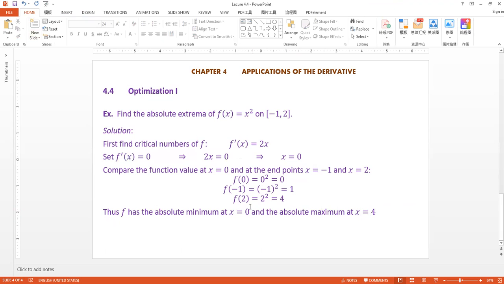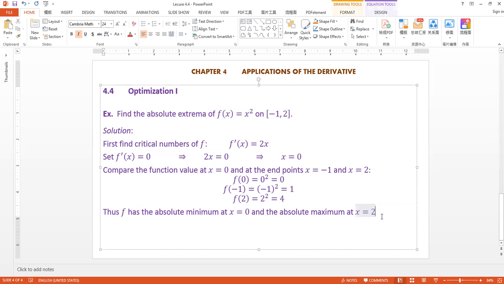So this is the lowest point of the piece of the curve. And this is the highest point for the piece of the curve. It's not the relative maximum or minimum, it's the absolute maximum and minimum because they are the lowest or highest points of the curve on the whole interval. And the lowest value of the function is actually 0, and the maximum value, the absolute maximum, is 4.